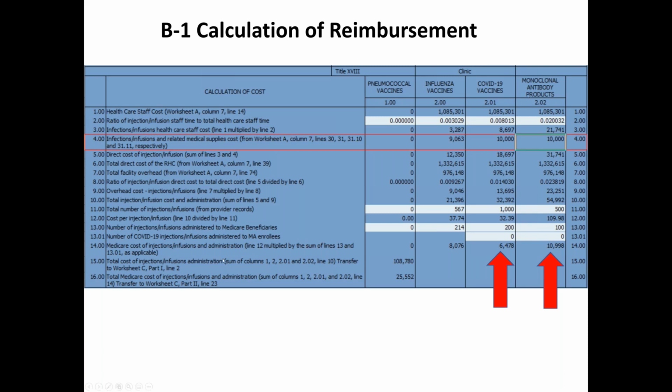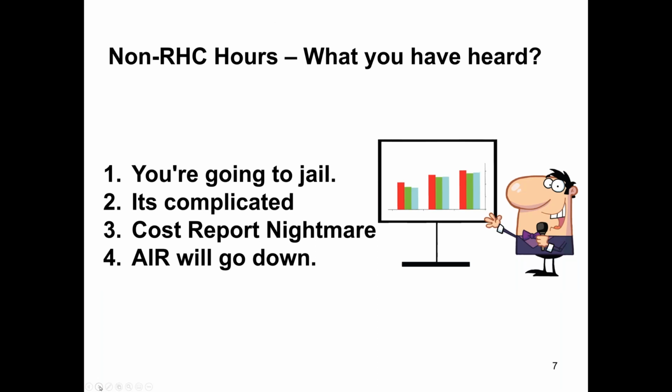And do remember, here's where you'd put your MA injections as well for your Medicare Advantage patients. There's a place for them as well. Number of 1301 COVID injections to MA enrollees as well. So make sure that you put that information in there as well.